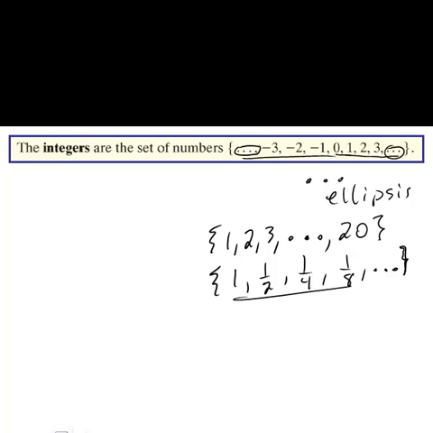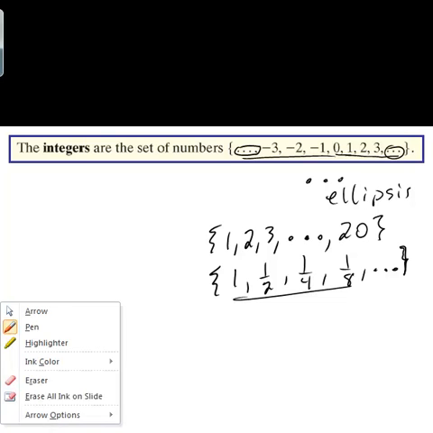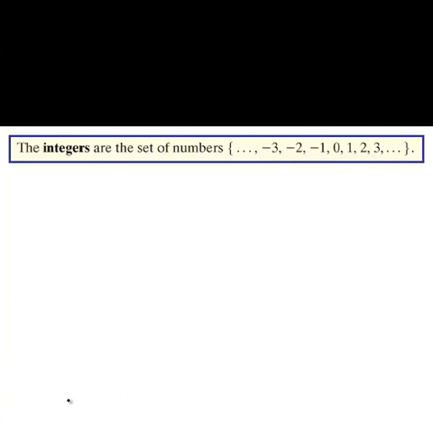All right, moving along. So I'm going to erase this stuff here, though. Oops. Let me erase all the ink on the slide here.